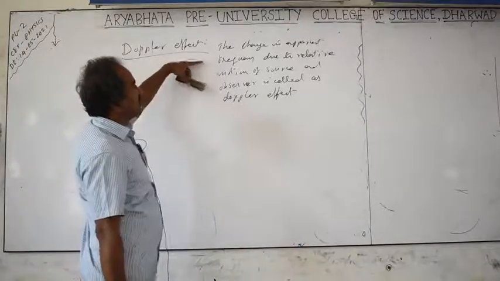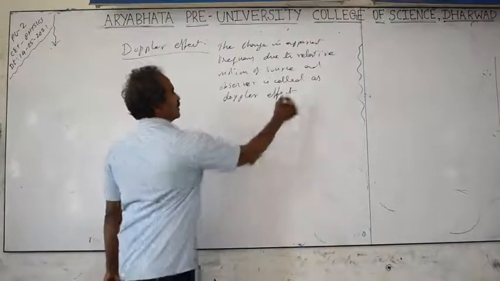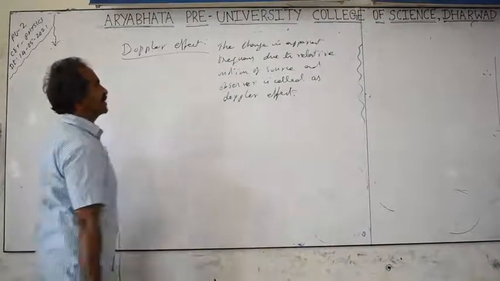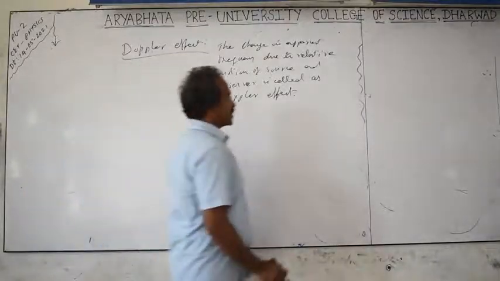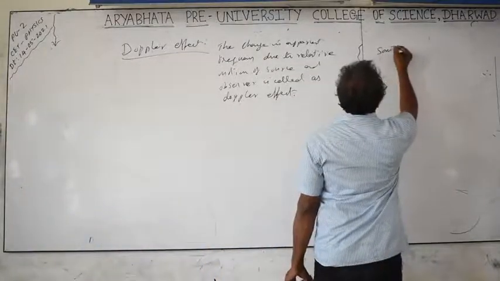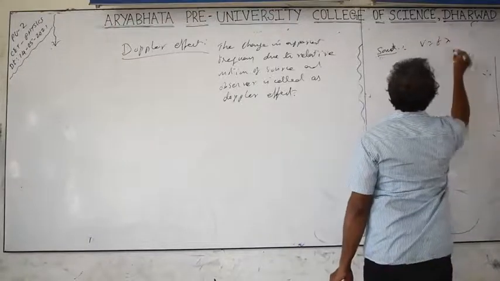The change in the apparent frequency due to the relative motion of the source and observer is called the Doppler effect. This is applicable for sound and light, with small variations for light. Sound waves have a very small velocity. The velocity of sound, V equal to f lambda, is applicable in all the cases, please.